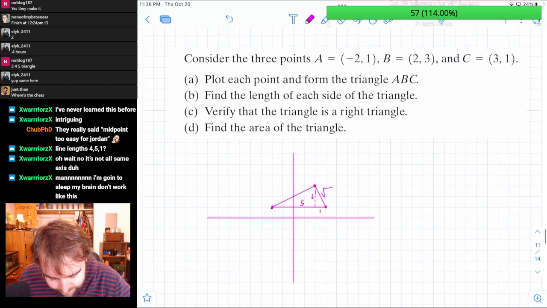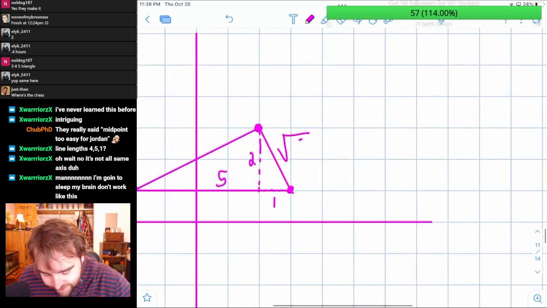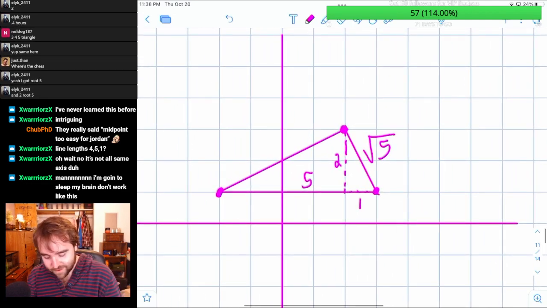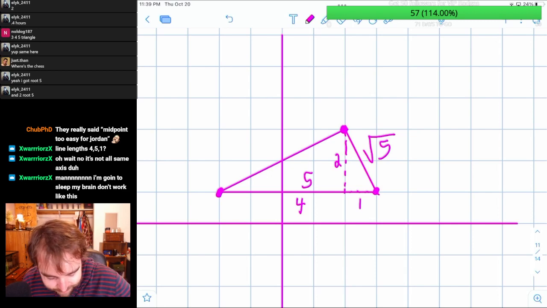Did I graph these right? -2, 1, 2, 3, 3, 1. Then why am I getting that side is the square root of 5? 1 squared plus 2 squared. And this is 4 and 2. Is this just a different right triangle? It's not a 3, 4, 5. I thought the hypotenuse had to be 5.